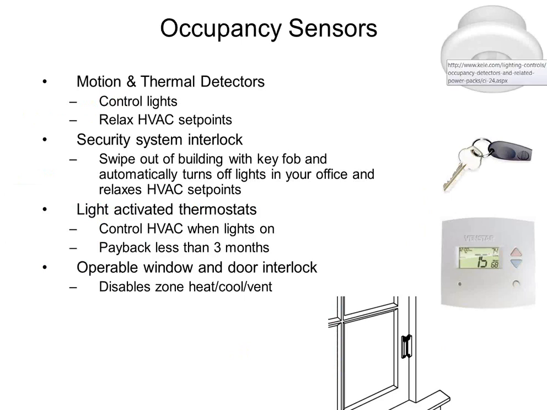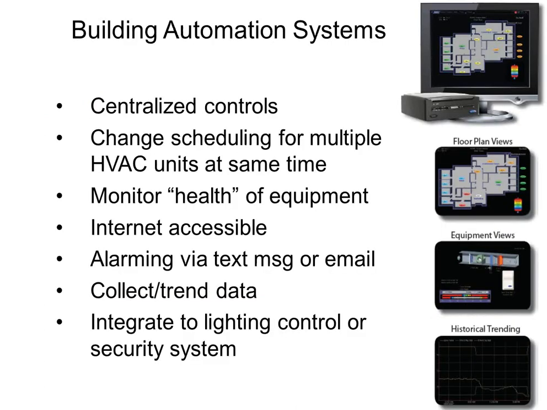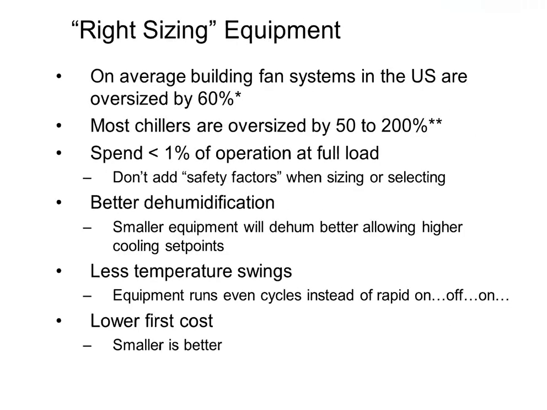We can interlock rooftop occupancy to motion sensors. We have thermostats that have light sensors on them. The lights are on, the stat's occupied; the lights are off, the stat's unoccupied. All kinds of stuff we can do to integrate these units with control systems so they run at the right time. You can also put them on a full building automation system, get the floor plan graphics, the historical trending, all that kind of good stuff.